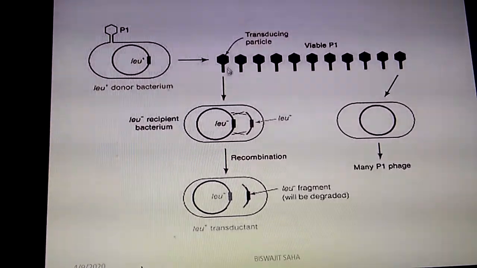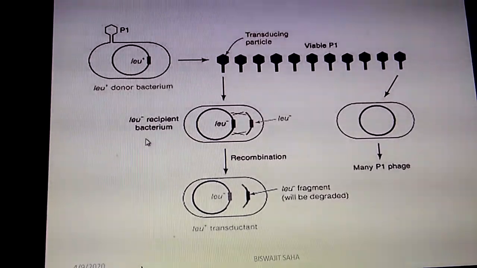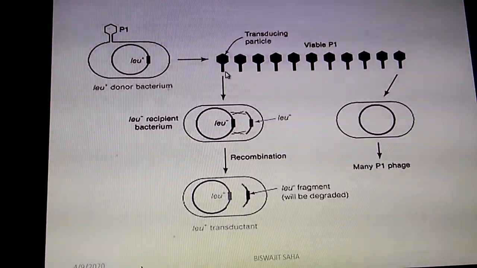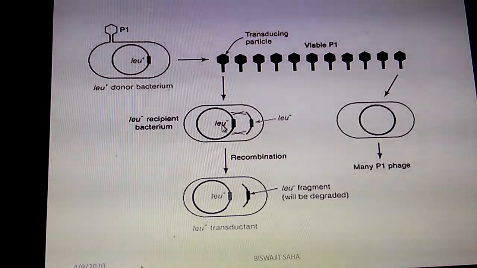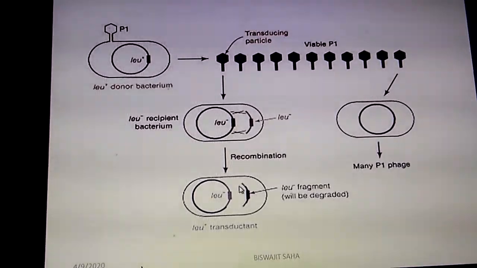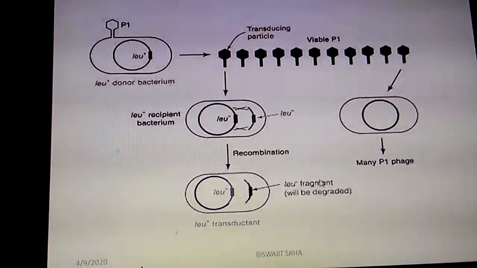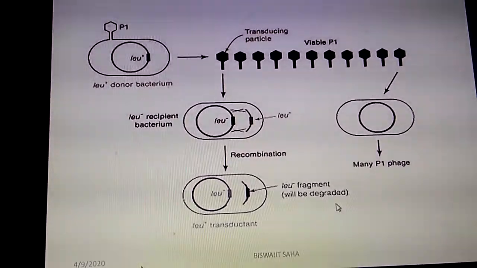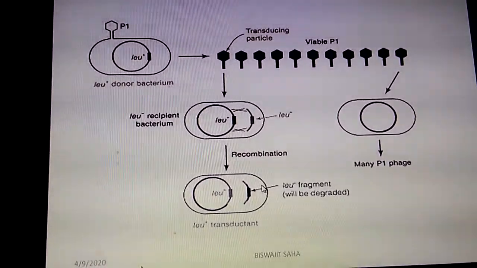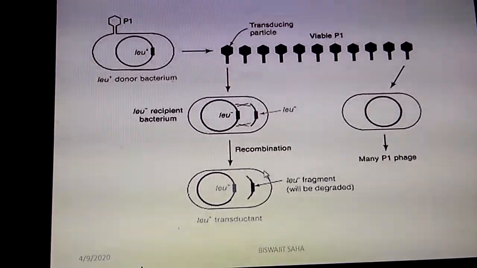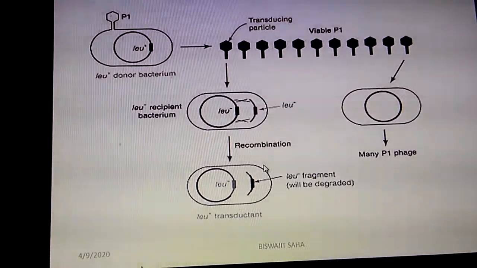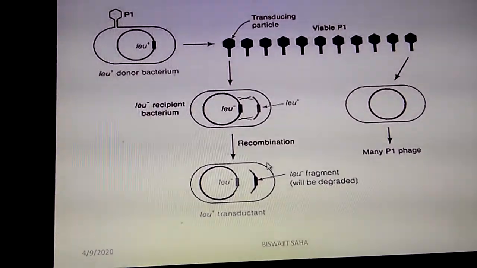So if the transducing particle infects a leu minus recipient bacterium and incorporates its leu plus gene, then a double recombination event will successfully generate a leu plus recombinant, or leu plus transductants. The leu minus fragment will be excised out and degraded. So this is the basic way by which a generalized transducing particle ultimately forms a recombinant.